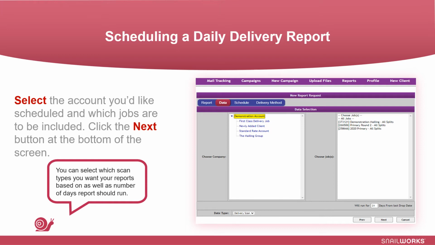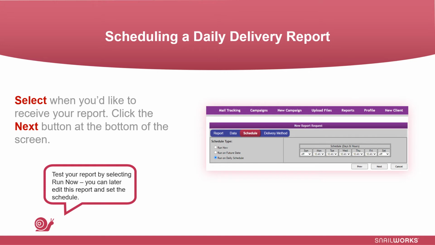You are encouraged to update that to what's meaningful for you. You can run this report for anywhere from 1 to 45 days after the mail date. And then the last field that you will be updating is the date type. Most people want to receive daily delivery reports based on the delivery date. Sometimes it's useful to look at first scans, so you can go ahead with that drop down and select first scans if you like. Once you have made your selections, go ahead and click the Next button.